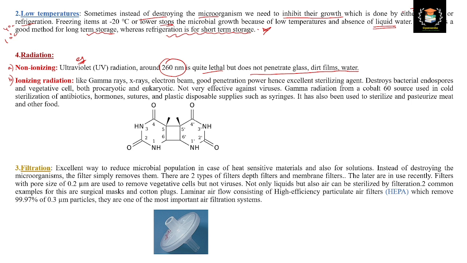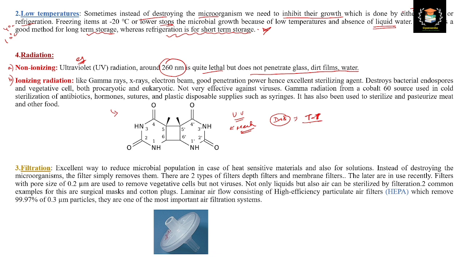But what is its mechanism? When UV light is absorbed by the microorganisms, what happens is that in the DNA there will be formation of thymine dimers.